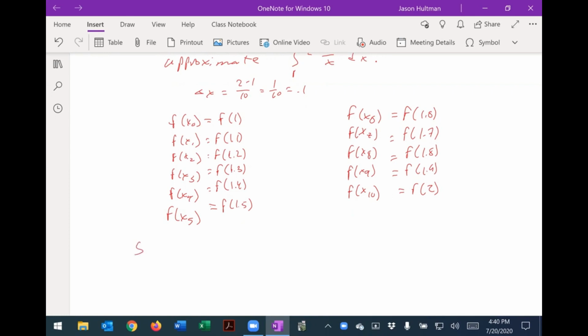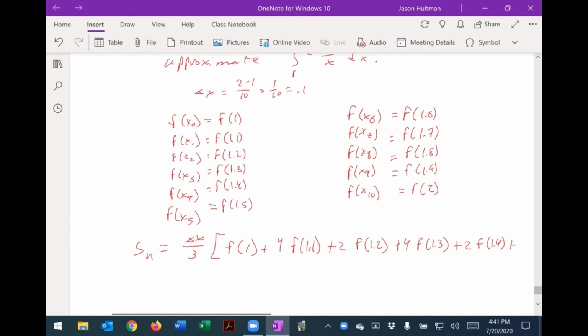So what is S sub n? S sub n is going to be equal to delta x over 3, or that 0.1 over 3, times what? Times f of 1, plus, and we're going to go to a 4 first, 4 times f of 1.1, then we're going to go to 2, f of 1.2, then we're going to go back to a 4, oops, forgot my f, f of 1.3, then we're going to go back to a 2, f of 1.4, then we're going to go back to a 4.